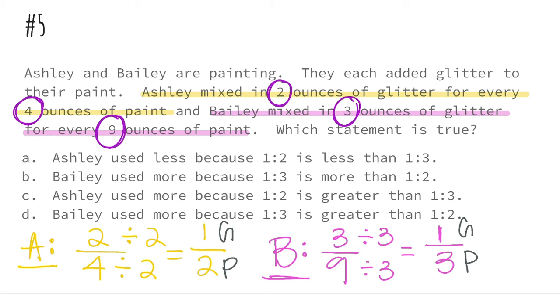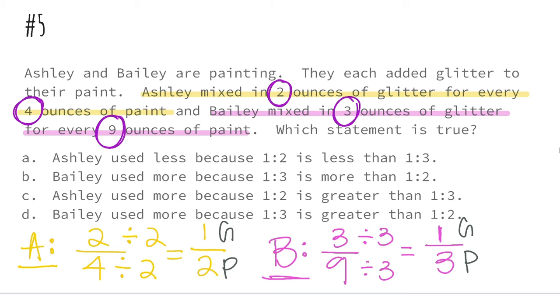So if we look, who's going to be using more glitter? Well, Ashley, because she uses 1 ounce of glitter for every 2 things of paint, when Bailey uses 1 ounce of glitter for every 3 things of paint. So Bailey doesn't get to use glitter as much as Ashley. So we already know that Ashley uses more glitter.